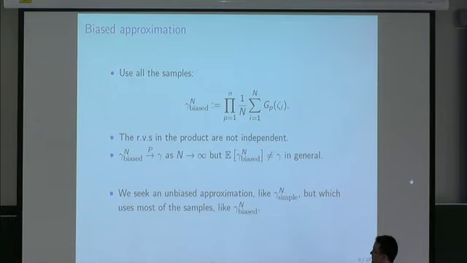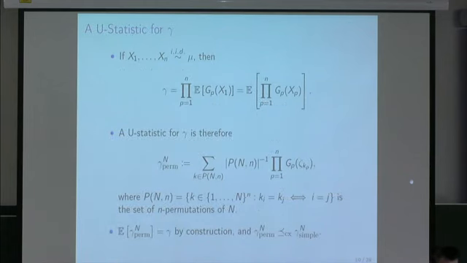Okay. So the motivation then is to seek a way to fix this kind of approximation to make it unbiased, but still use most of the samples. One way to go about looking for such a solution is to look at a very simple example of a U statistic, right? If you express gamma as a product of expectations, that's fairly simple. You can also express it as an expectation of a product of GP of independent random variables x1 up to xn.